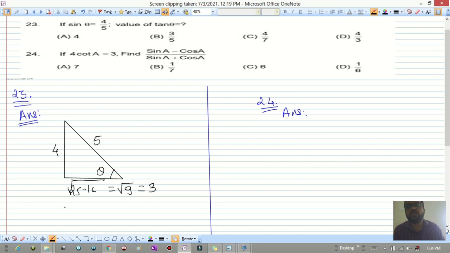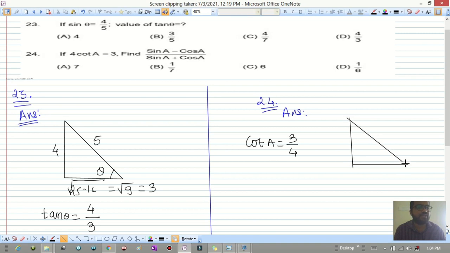We want what is called as tan theta. So tan theta, we know that it is opposite side, that is 4 divided by the adjacent side, that is 3. So 4 by 3, it is given in option D. 24th now, if 4 cot A is equal to 3, that indicates cot A is equal to 3 divided by 4. In the same right angle triangle, I'll consider the right angle triangle over here.